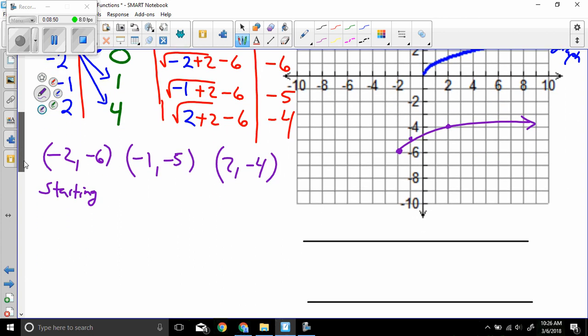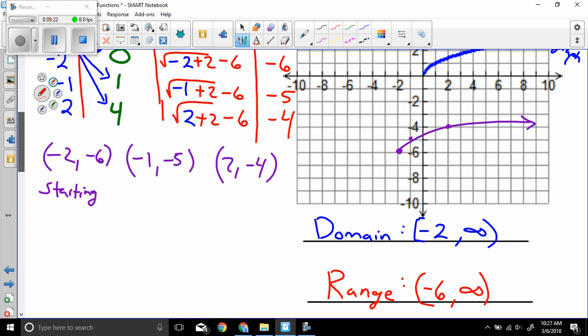Of course, the question is, what is the domain? The domain here, how far to the left does it go? Well, it goes back to negative 2. It's included there. And then it travels to the right. How far? Well, infinity. The range, how low does it go? It goes down until negative 6, it looks like. It includes that. And then it goes up forever. Even though it looks like it's leveling off, it's not. It goes up forever. And there we have our complete example.